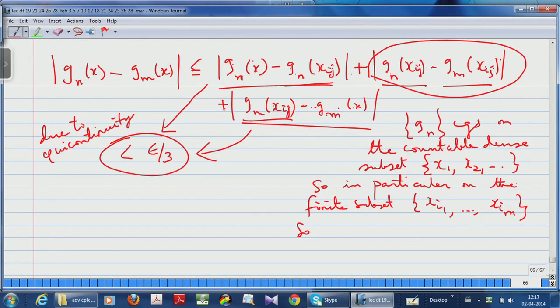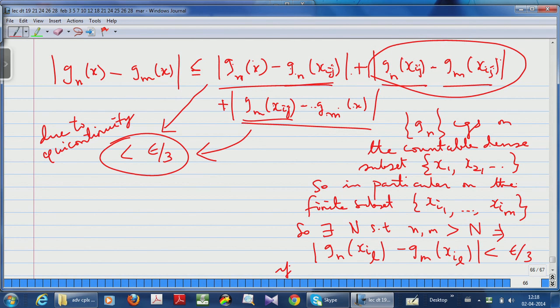So there exists N such that n, m greater than N implies that the distance between g_n(x_{i_l}) and g_m(x_{i_l}) can be made less than epsilon by 3 for all l varying from 1 to m. This can be done because it can be done for each xi: for x_{i_1}, for x_{i_2} and so on, and for each you get an integer and then you take the maximum amongst all those. They are only finitely many, so this can be managed. So that is it, then you are done.